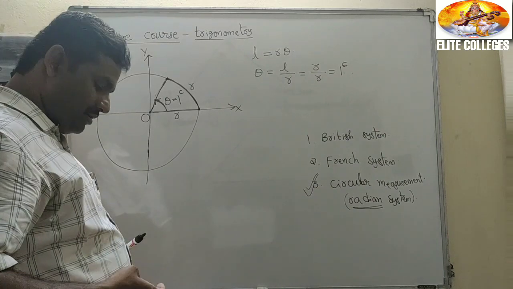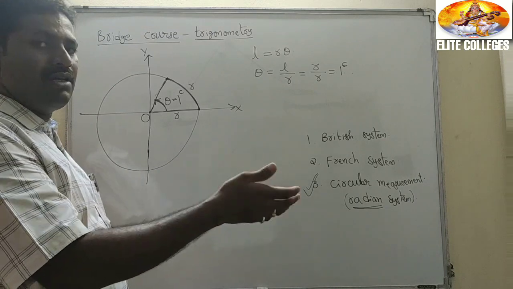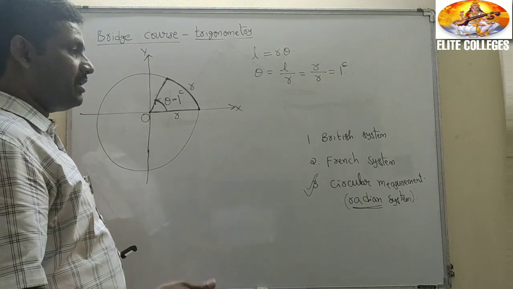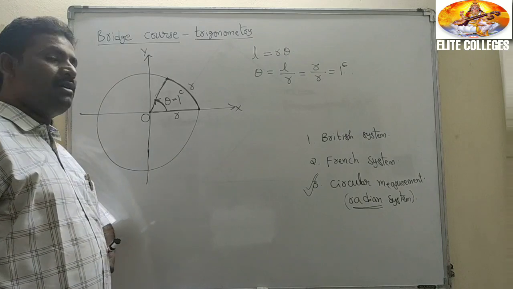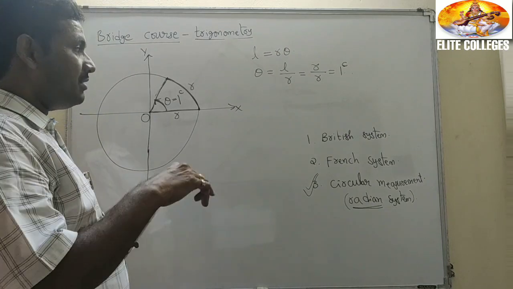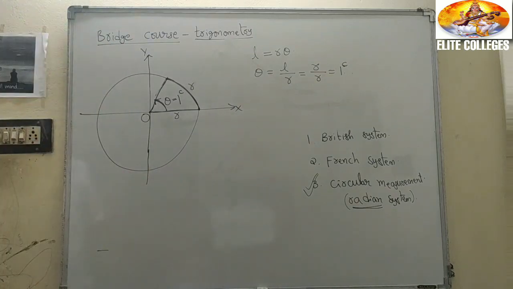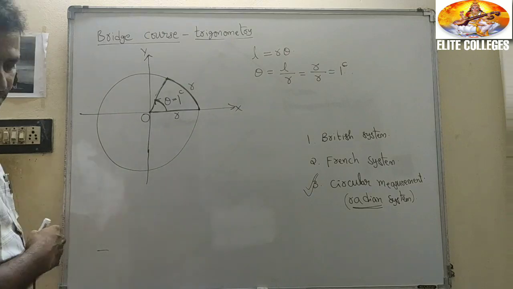Right. So angle we measure in degrees: 30 degrees, 60 degrees, 45 degrees, 90 degrees, 180, 270 degrees, 360 degrees. These all you know. Now let us see the relation between the degrees and the radian system.